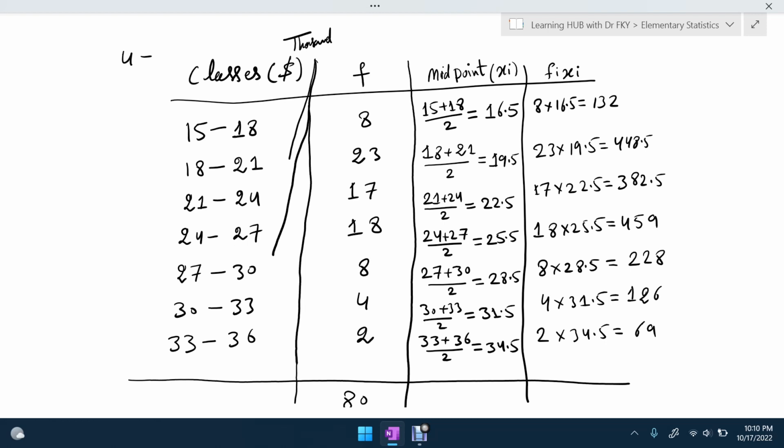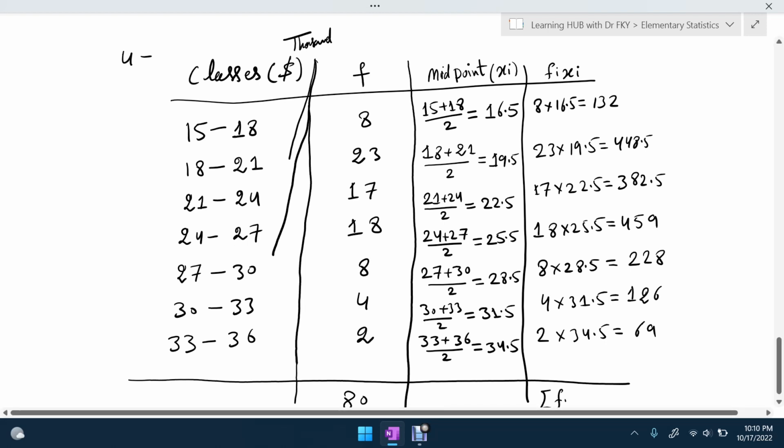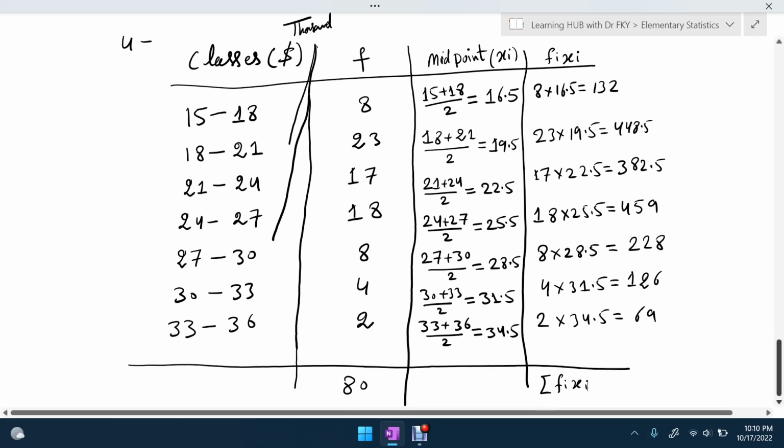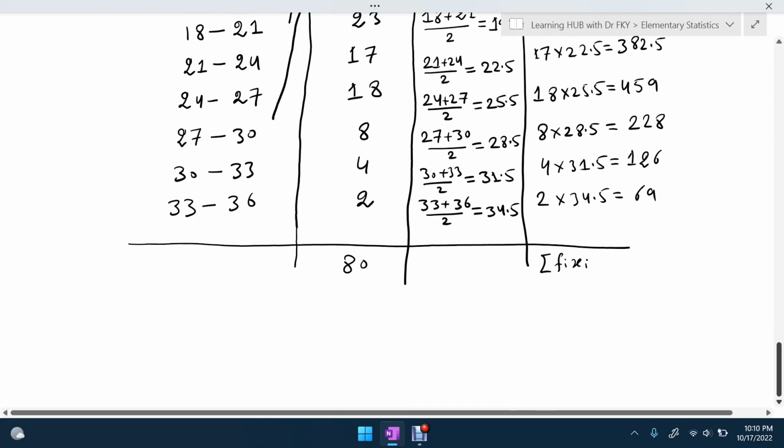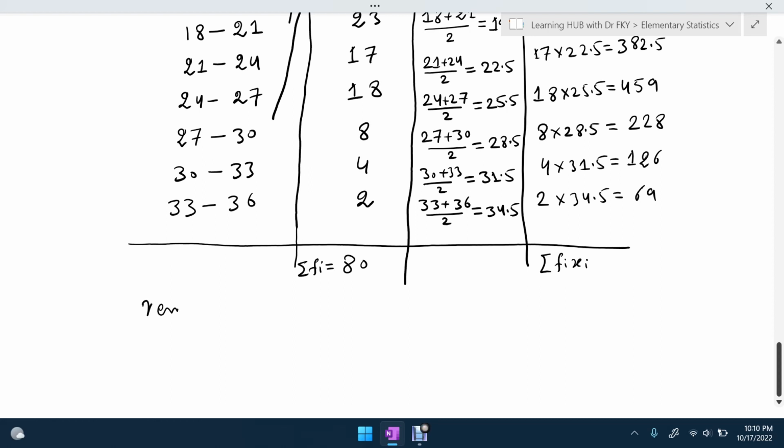Now you can see that this column will be the summation of fi xi, and this column is the summation of fi, and this is also equal to n. You should remember that summation fi is equal to n, which is equal to 80 in this particular example.